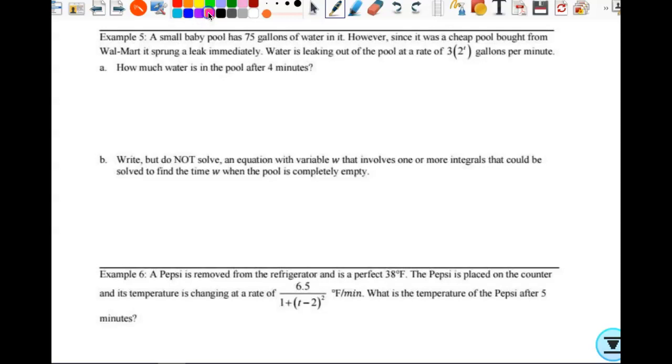Okay, so write down what you think this is going to look like. We started with 75, right? We want to know how much water's in there after 4 minutes, so we're going to go from 0 to 4. Our rate is 3 times 2 to the t dt. So I want the final. I have the initial. Is this going to be plus or minus? Why?